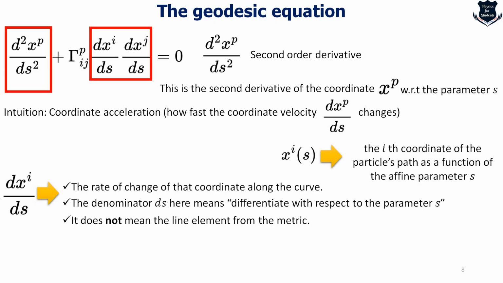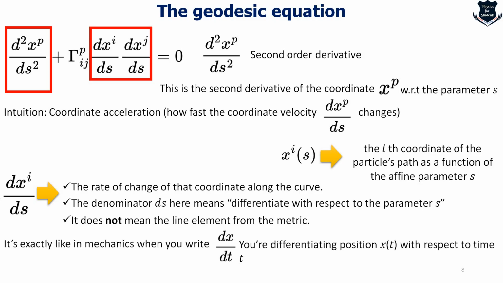This is a point of confusion. The denominator here means differentiating with respect to the affine parameter s. It does not mean that it is the line element of the metric tensor. So dx^i upon ds actually means differentiating with respect to the parameter s. It is exactly like in mechanics when you write dx upon dt, where you are differentiating position x(t) with respect to time t.